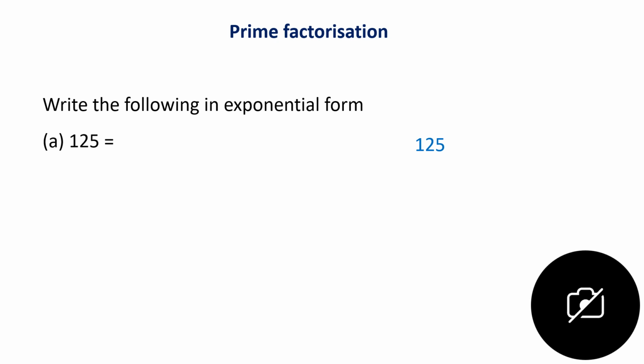So we're going to write the following in exponential form using prime factorization. You know how last term you learned to do factors. Now it's similar to factors except we're only using prime numbers. So now you have 125. The prime numbers we can use here are 2, 3, 5, 7. Those are the only 4 numbers that we're going to use when we are doing exponents.